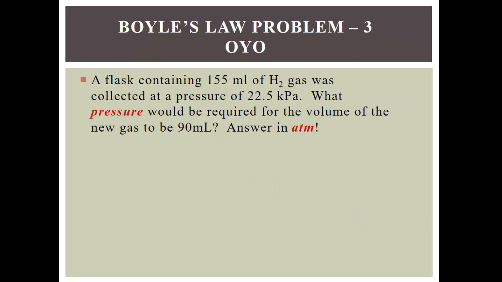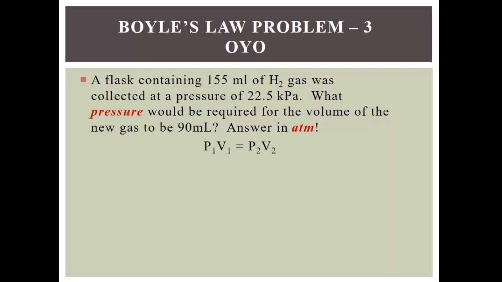A flask containing 155 milliliters of H2 gas was collected at a pressure of 22.5 kilopascals. What pressure was required for the volume of the new gas to be 90 milliliters? Answer, once again, in atmospheres. They give us the pressure originally in kilopascals, so in the end we're going to have to convert it to atmospheres. Go ahead and pause this, do it on your own, and then come back once you get the answer.